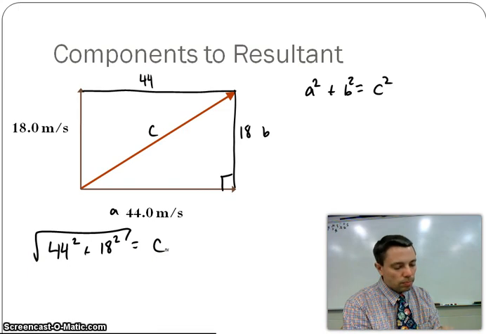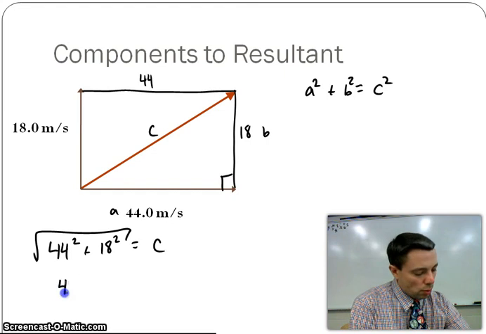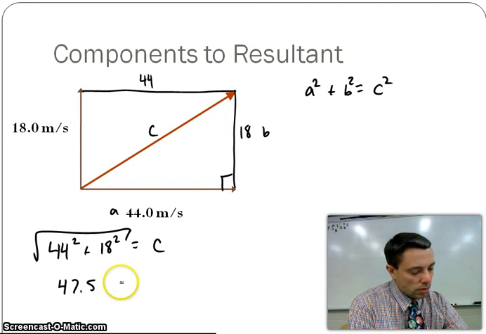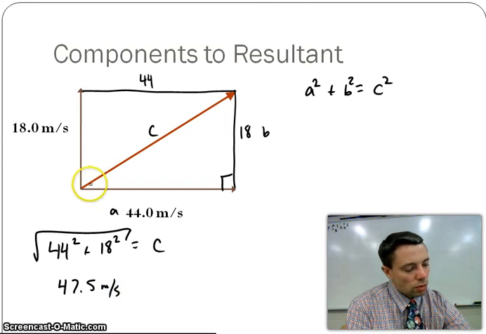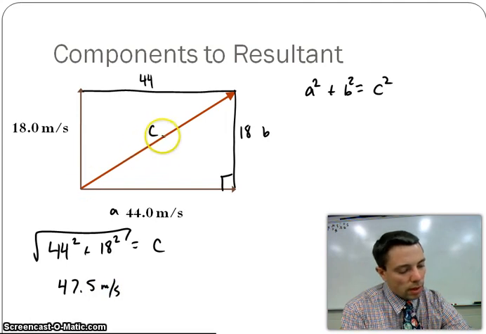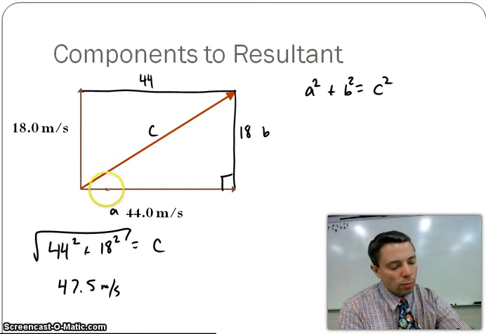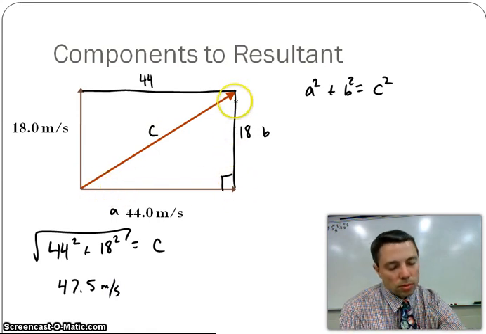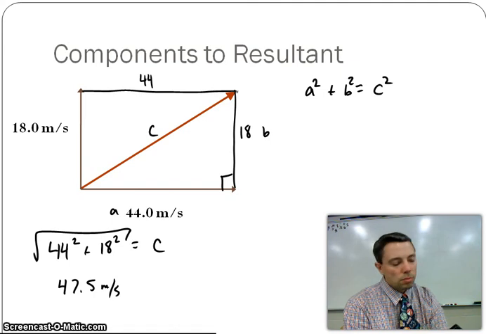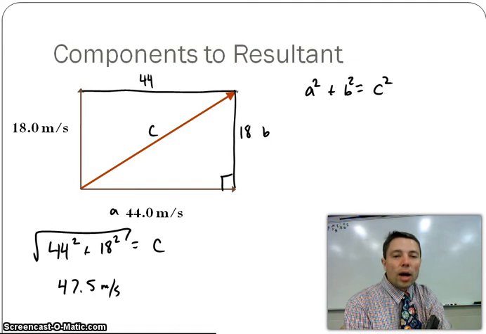44 squared plus 18 squared. Get that answer, and then take the square root of my answer. And it gets me 47.5. And now in this case, again, meters per second. So if I just travel along at 47.5 meters per second, I get to the same spot as if I drove 44 meters per second and then 18 meters per second, and it would get me there at the exact same time.